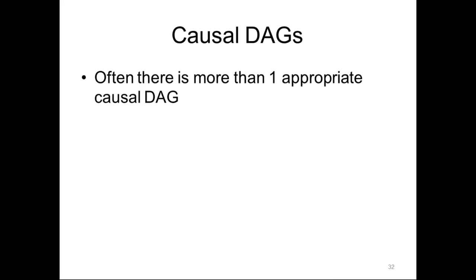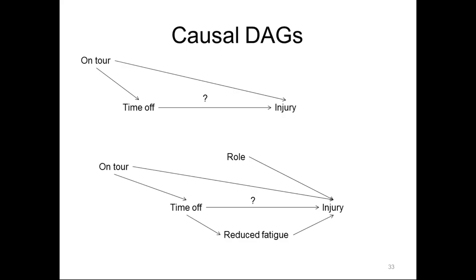And a lot of times there's more than one appropriate causal DAG. We need on tour, which is required to make this a causal DAG, but if we want to expand this out and elaborate on this DAG, we can have things in here like the role, because we think it's an important cause of injury, even though it is not a common cause. And then we can have this pathway variable, this reduced fatigue variable. And both of these are appropriate.